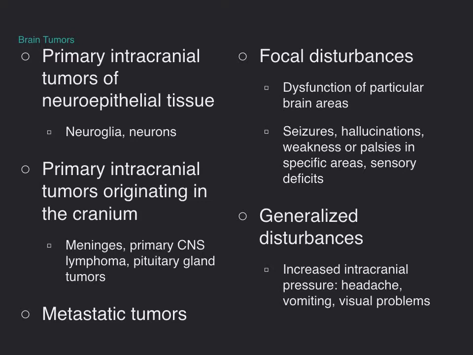Collectively, neurogliomas are of an astrocytic origin and are the most common type of primary brain tumor in adults. And medulloblastomas are the most common type of primary tumors in children.